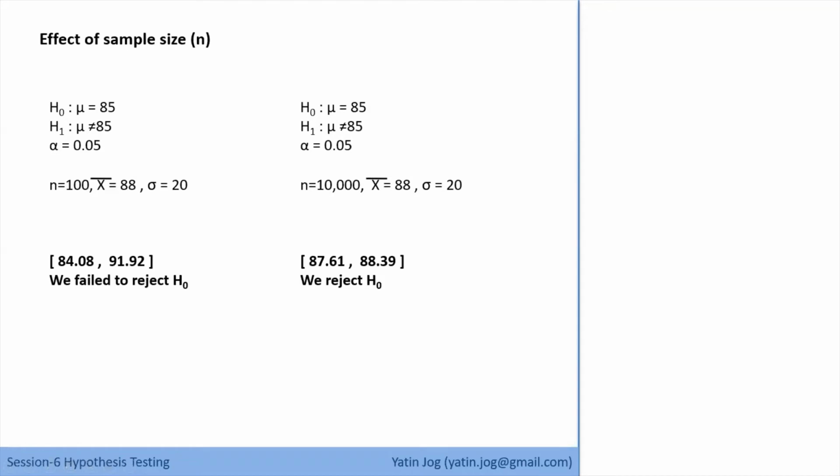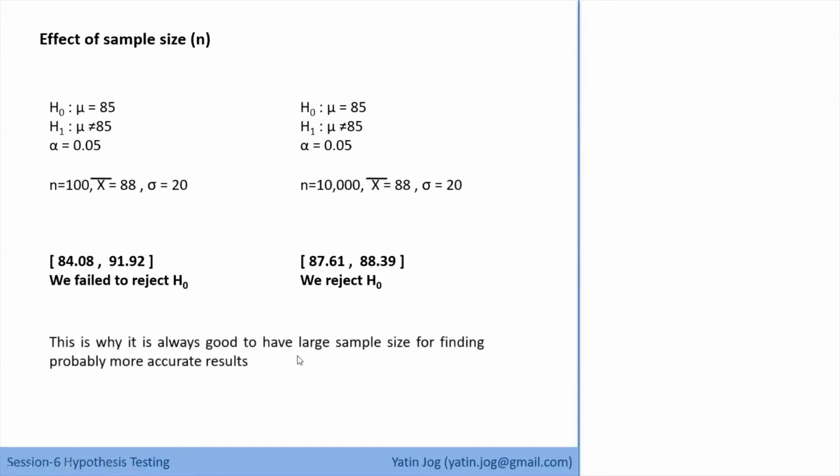If I just tweak one part of the formula, how the complete conclusion changes from one end to another end. Fine. So we'll go ahead now. So this is why it is always good to have a large sample size for finding more accurate results.